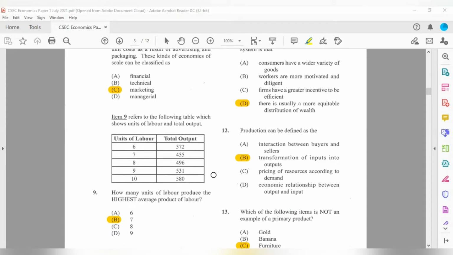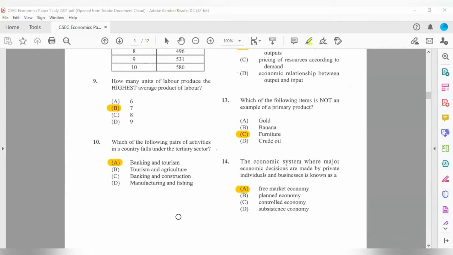So what they're basically trying to ask us here is which unit of labor produces the highest output. So that will fall under labor productivity. So if we divide each total output by the corresponding unit of labor, we will see that B is the answer, seven.